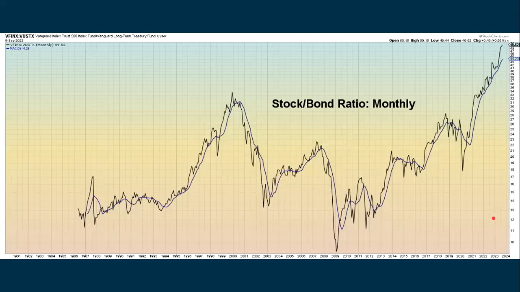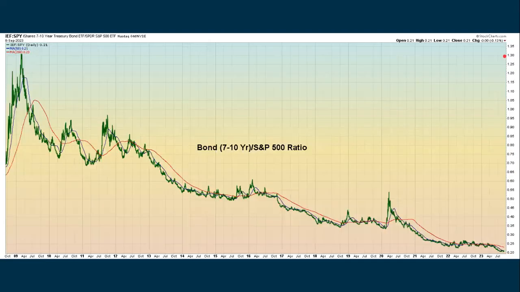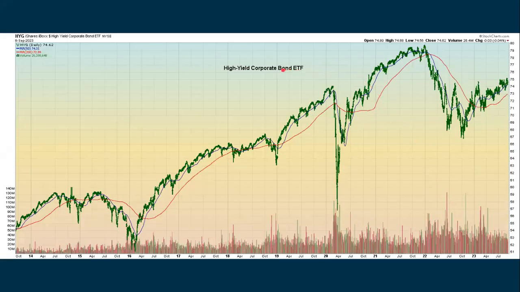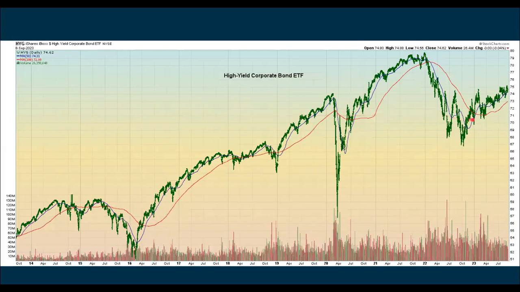And then we compare stocks to bonds on a monthly chart, showing that even though both bond prices and stock prices have been under pressure, stocks continue to outperform. Then on a shorter term basis, we're showing how bonds are underperforming stocks. Then we look at different types of bonds, like high yield bonds, which you can also call junk bonds, where they're continuing to hang in there pretty well. They're in an uptrend, and they tend to follow what the stock market is doing.